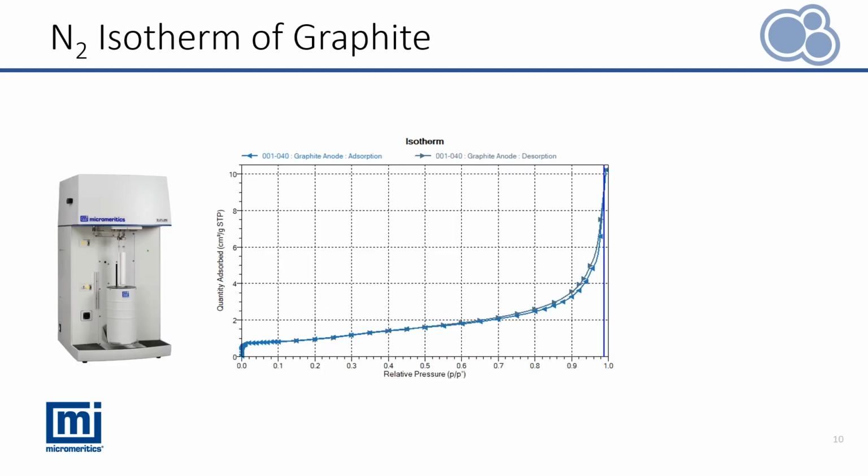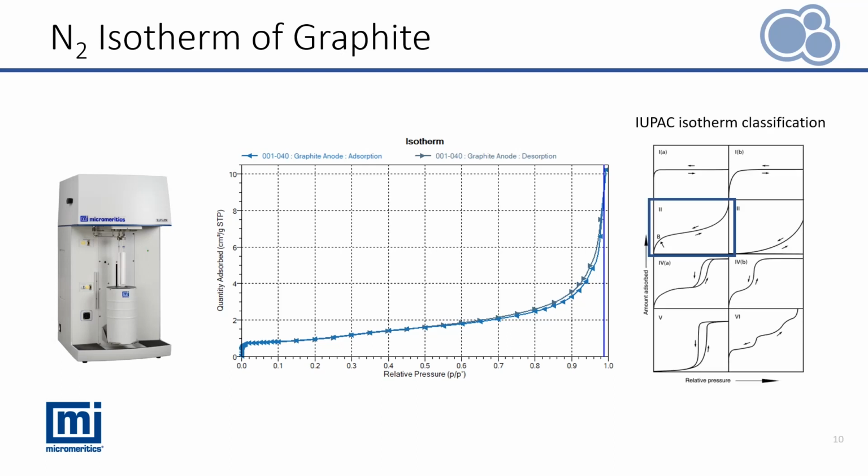Here is a nitrogen isotherm on a graphite sample sourced from Sigma Aldrich, collected at 77 Kelvin in liquid nitrogen, measured on the Micromeritics 3Flex. Just immediately looking at the shape of the isotherm, it looks to be a type 2 isotherm, which is characteristic of either non-porous or macroporous materials. So applying the BET model in the typical relative pressure region of 0.05 to 0.3 P over P0 seems to be appropriate.